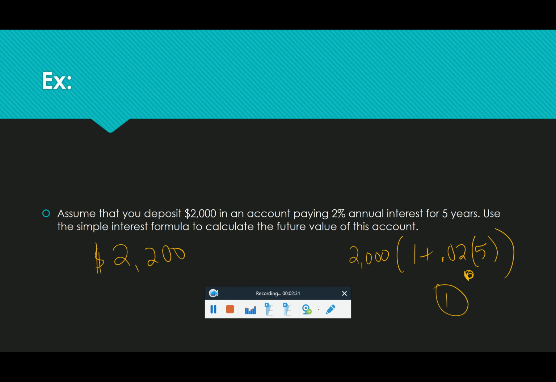So 0.02 times 5 plus 1, times 2,000, and your future value in the account will be 2,200. If I were to ask you how much interest this account gained in 5 years, obviously it would be 2,200 minus 2,000, because that's the amount that you put in the bank. Therefore, you gain $200 in 5 years.